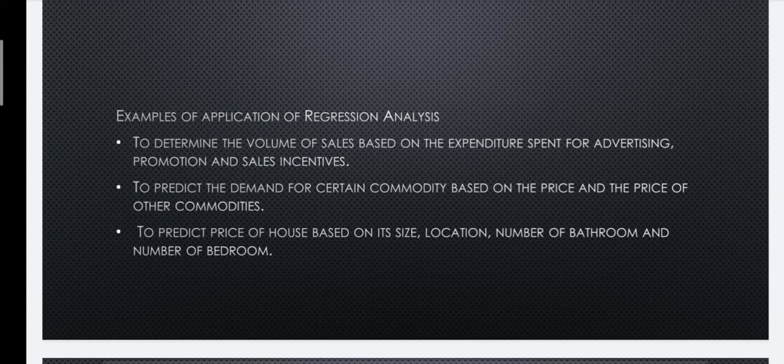Okay. Yang kedua, to predict the demand for the certain commodity based on the price and the price of other commodities. So y adalah demand, sebab kita nak predict demand. So y adalah demand dan juga x adalah price of the commodity, the other commodities. Yang ketiga, to predict the price of house based on size, location, number of bathroom dan juga number of bedroom. So we have several x here, and price of house adalah our y.